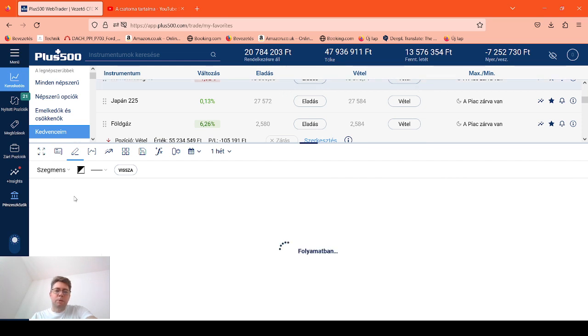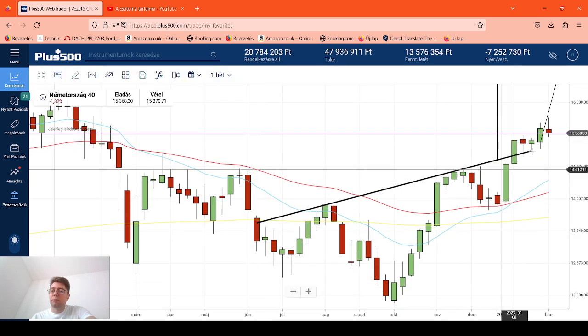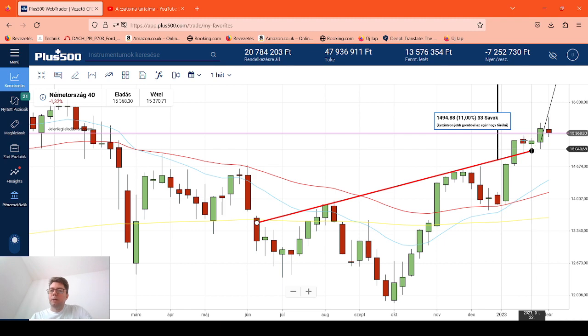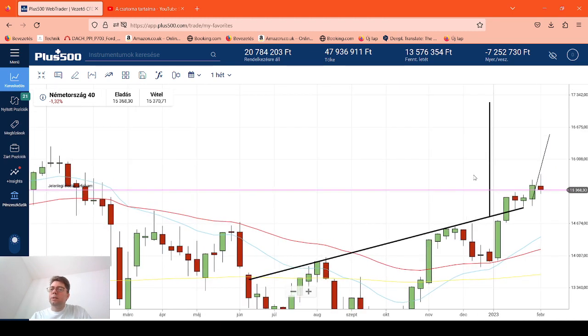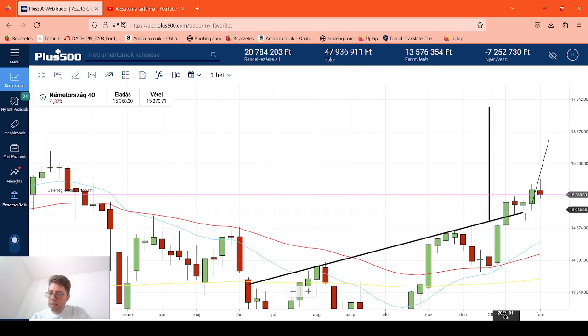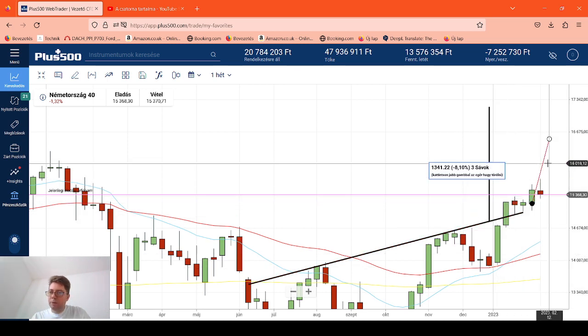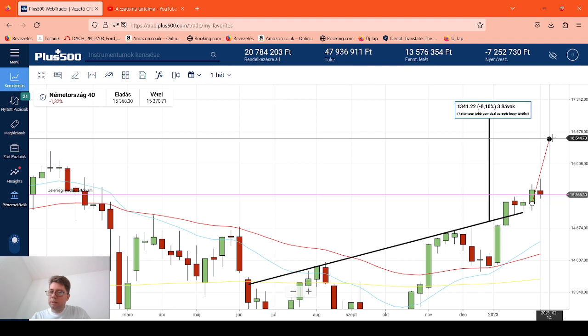DAX, this is the German index weekly chart, and I'm very bullish because we have this inverse head and shoulder pattern. We broke out to the upside. My price target is 17,190, and this could be a bullish flag formation. The price target is 1654.